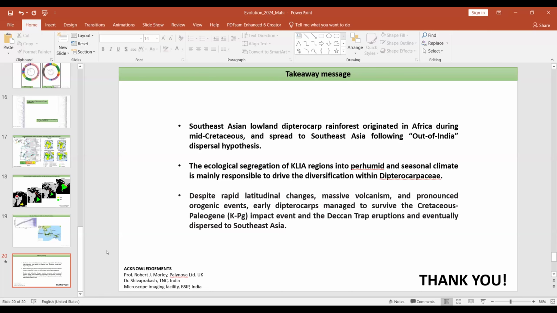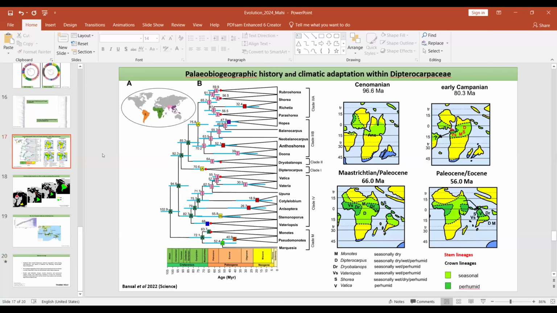Okay, so great talk, by the way. But one thing I noticed looking at your BioGeoBears results was there seemed to be loads of transitions from Africa to India, but only a couple that I could see from Africa to the Americas. Do you have any explanation for that?